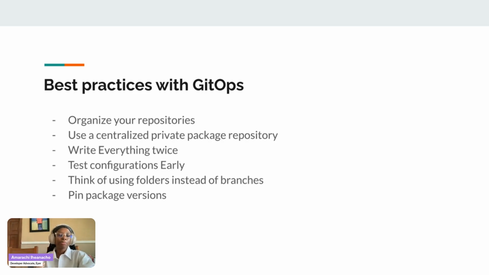First of all, organize your repositories. If Git is going to be your singular source of truth, it makes sense to organize your repositories. You can have different repositories for your private packages, which could contain your Helm charts that everybody in the organization uses, so that everybody is working from the same page.